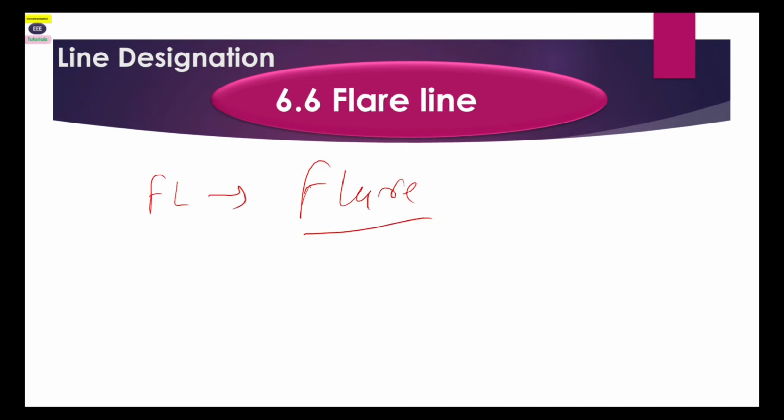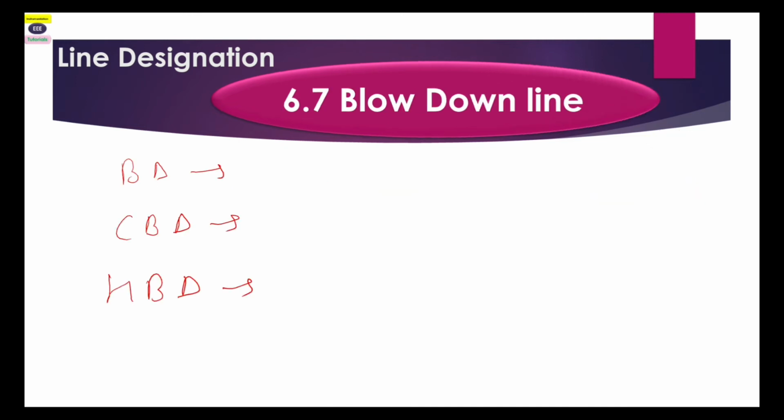So whenever any disturbance in your plant is observed or some process is not controllable, then all the process fluid will go through the flare line into the chimney, where all the fluid will be burned. So this is the use of the flare line. If you are working in a refinery or a power plant, then the flare line is important. Next part is the blow down line. This is also very important.